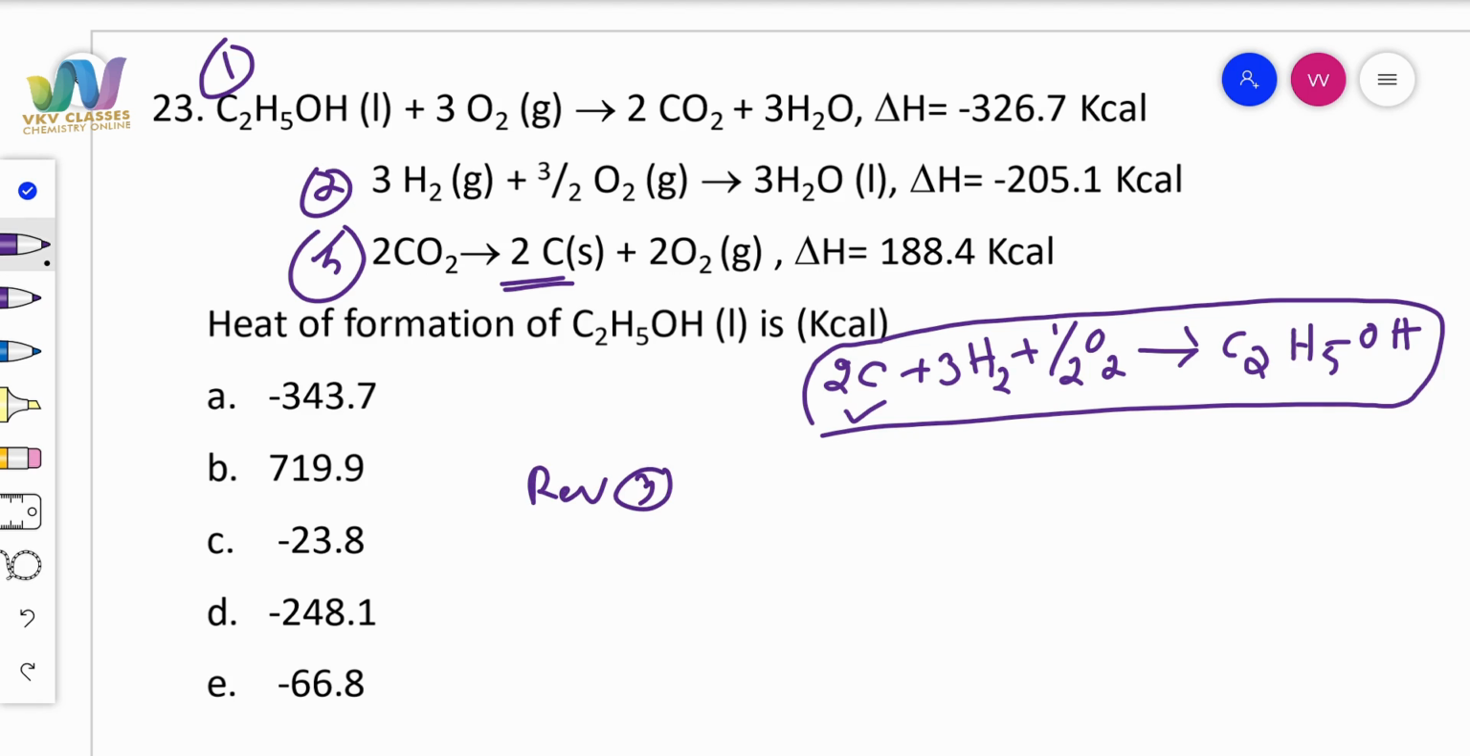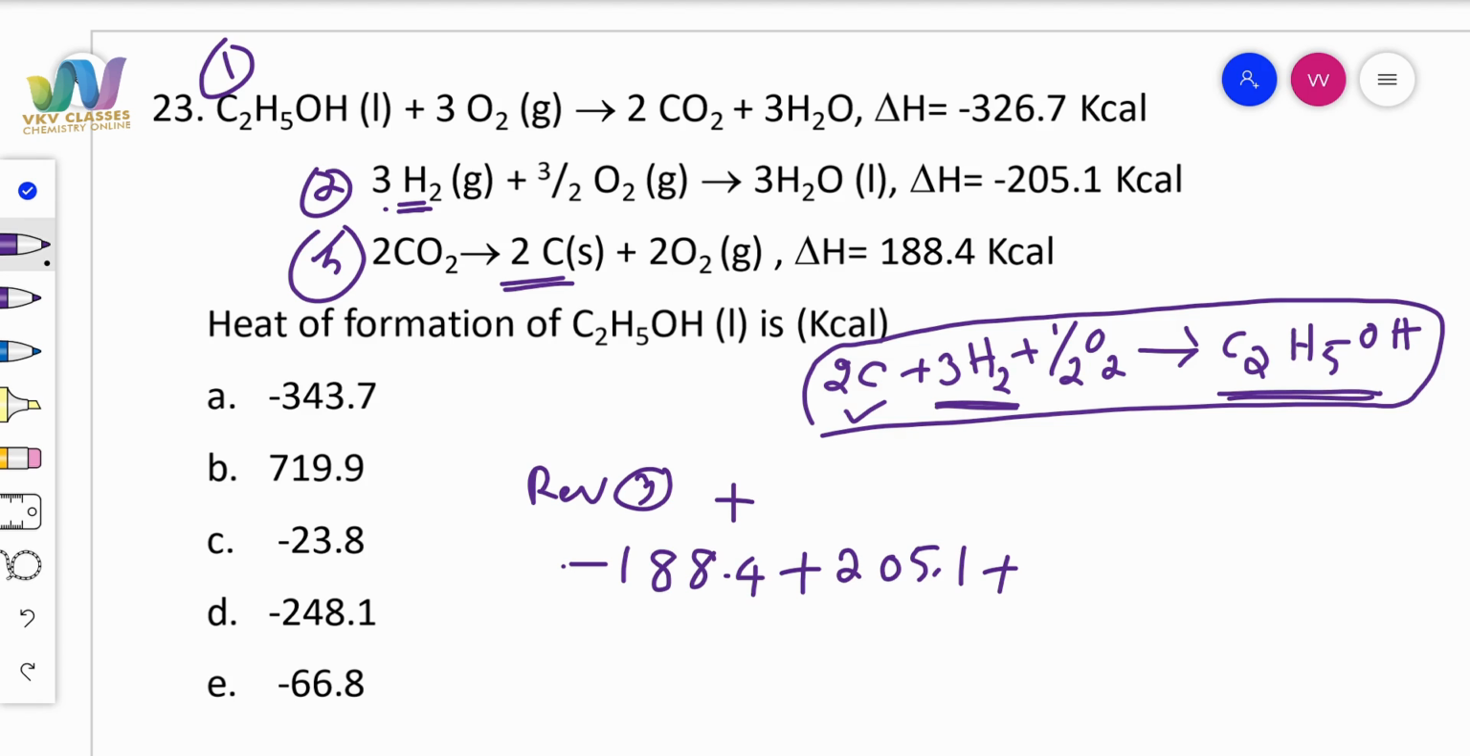So reverse equation 3. When you are reversing equation 3, plus 188.4 becomes minus 188.4. Plus we require 3 hydrogens. 3 hydrogen comes in the second equation. We need not make any changes because we require 3 hydrogens here. This equation also contains 3 hydrogen as the reactant. So just add the delta H value of the second equation. So we will be having plus 205.1. Oxygen will get automatically balanced.